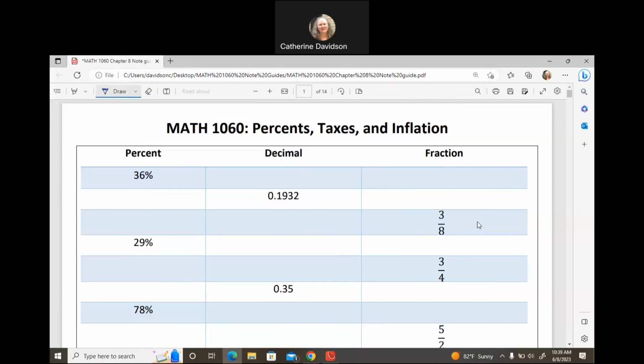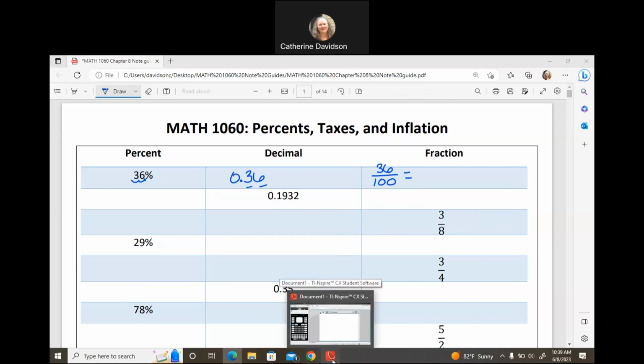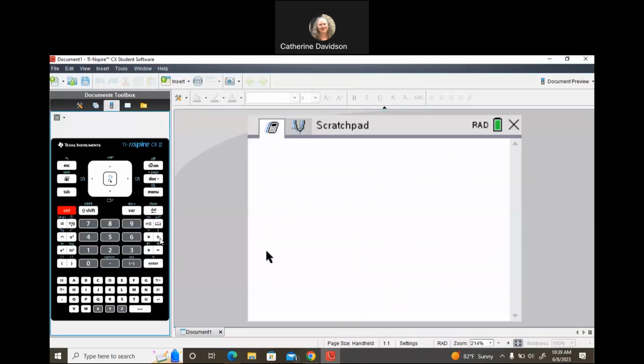So what you can do is you can take 36, you can divide it by 100, or you can take the decimal and just move it 2 places to the left. So we get 0.36. To set it up as a fraction, you're going to take that 36, and we have 2 decimal places, so I'm going to have 2 zeros, so it's 36 over 100. The fraction does need to be reduced. So with the calculator, you can just put the fraction in and hit enter, and it will reduce it for you.